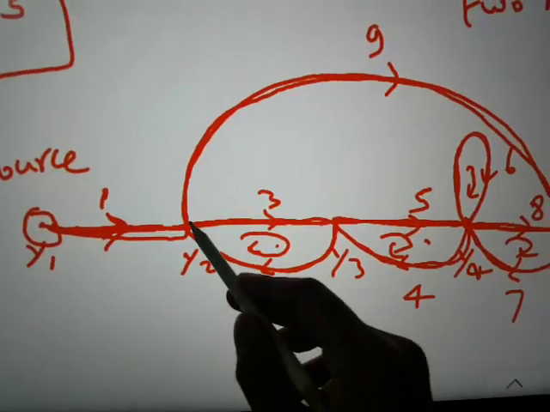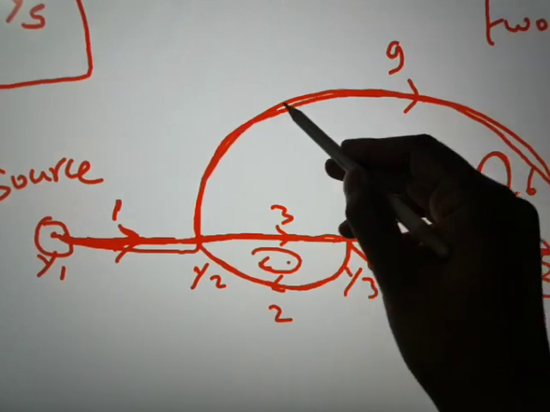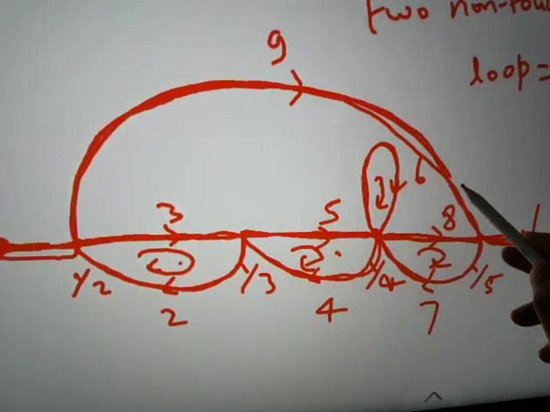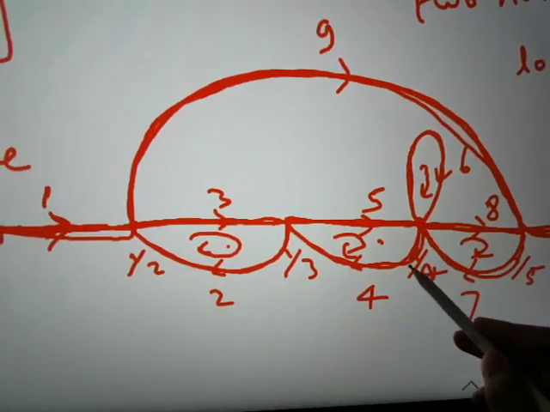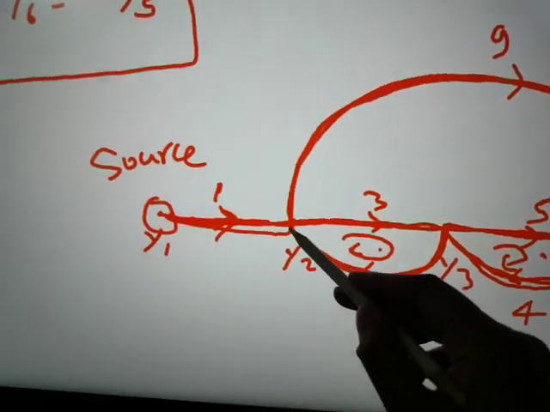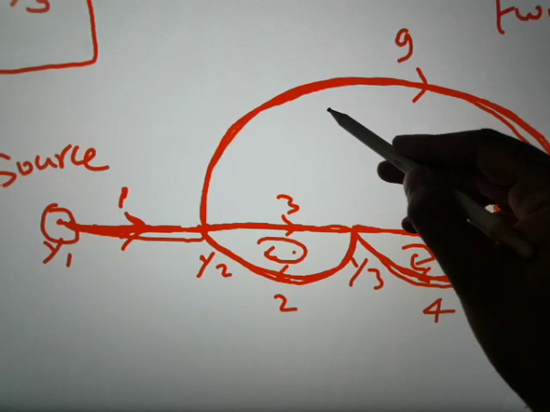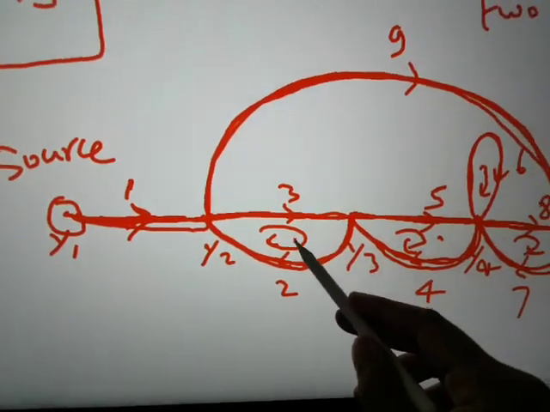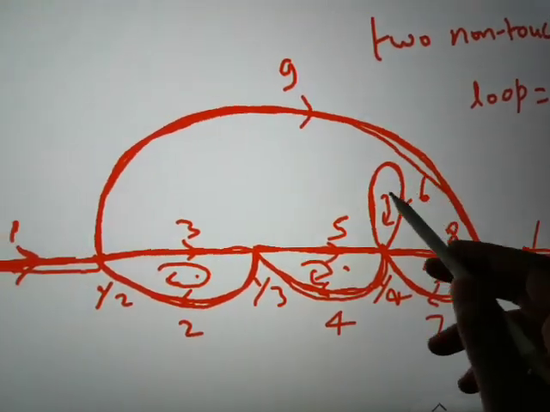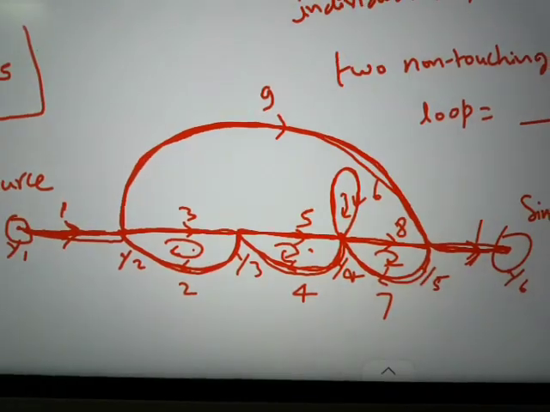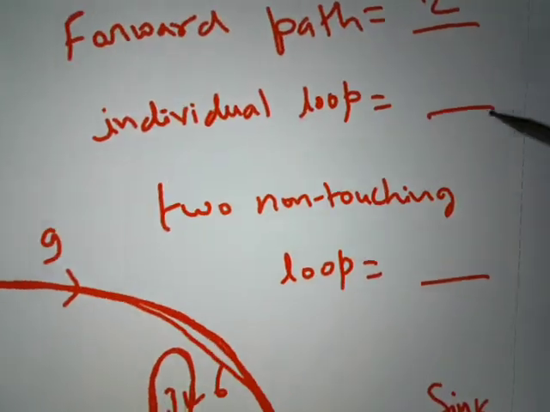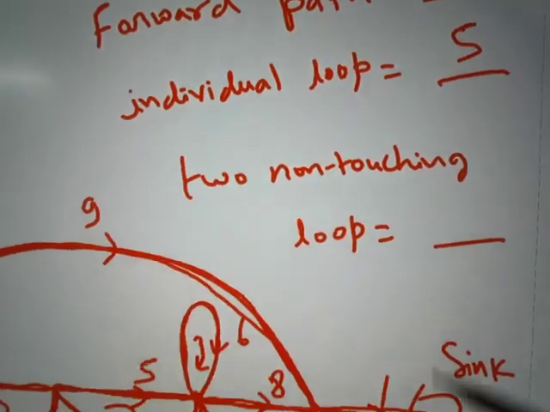One more loop: we start from this node and come back to the same node along this path. Another loop is this. So we have 1, 2, 3, 4, 5. How many individual loops? We have 5 individual loops.